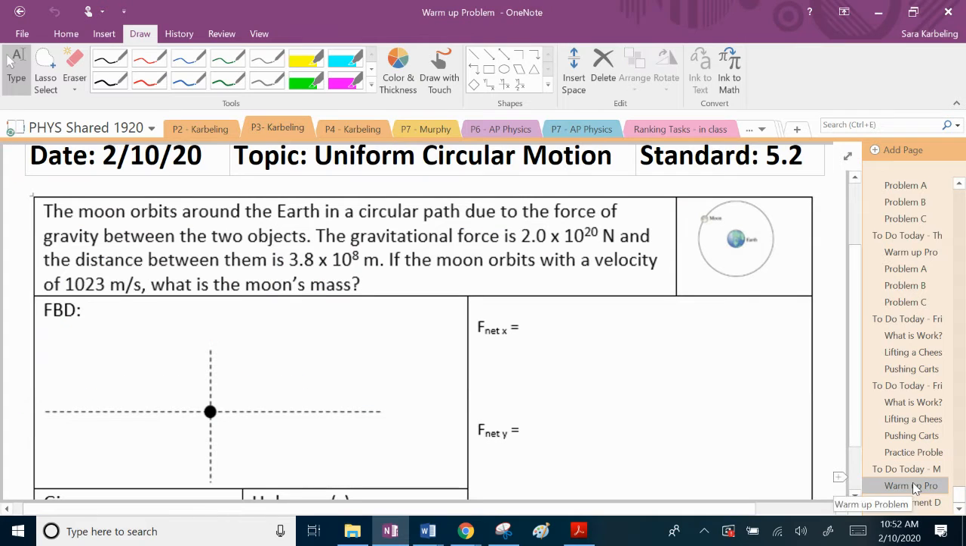So for this warm-up problem, we're talking about the moon orbiting around the Earth in a circular path due to the force of gravity between the two objects. That seem reasonable? Okay, so you got an object going around another object.